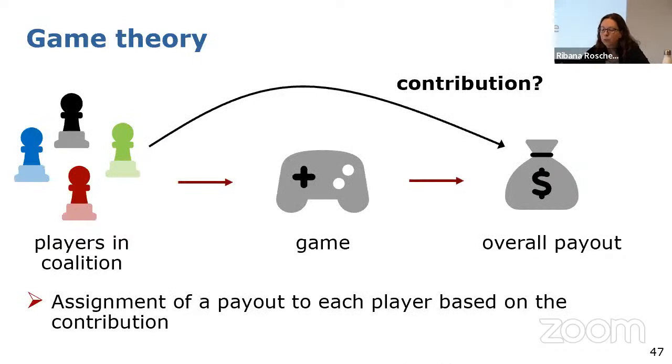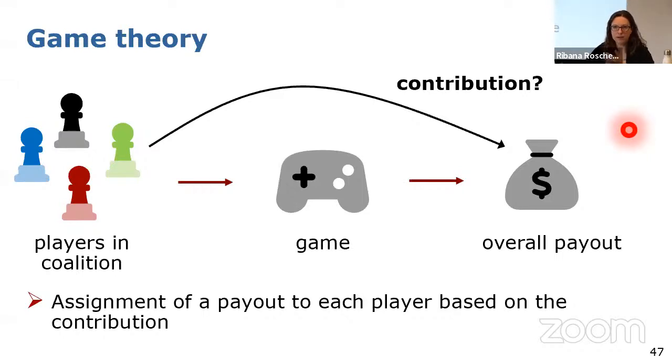So let's have a look at what Shapley values are, and let's start with game theory. Here we have 4 players, and these players are in a coalition. A coalition is an alliance for combined action, so they play together. And they play a game, and from the game they have an overall payout. Now the question is, what is the contribution of each single player to the overall payout? So you want to have an assignment of a payout to each player based on the contribution.